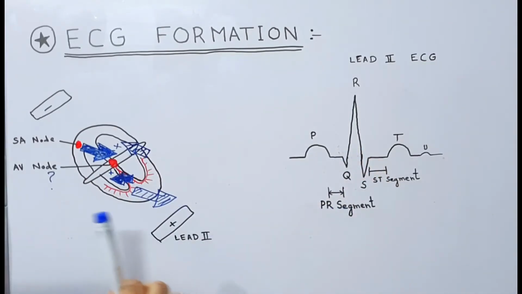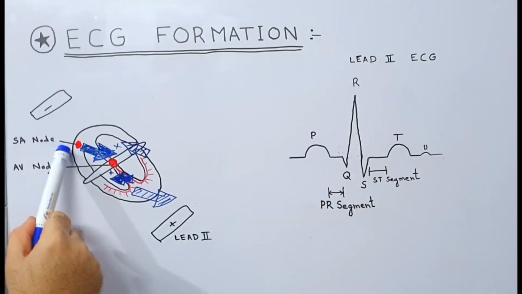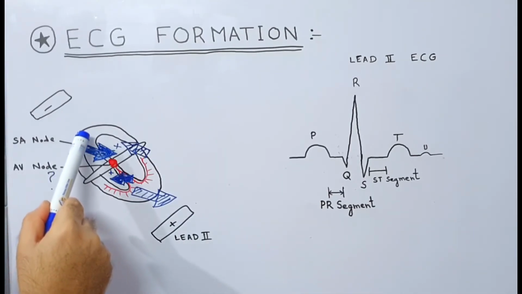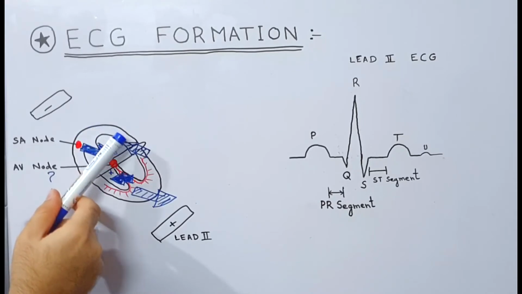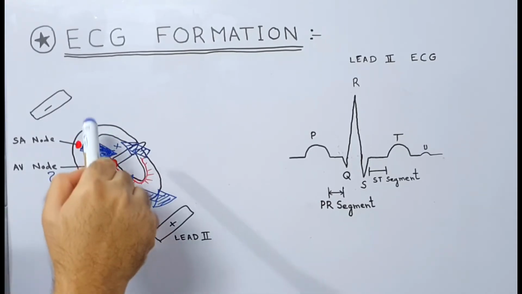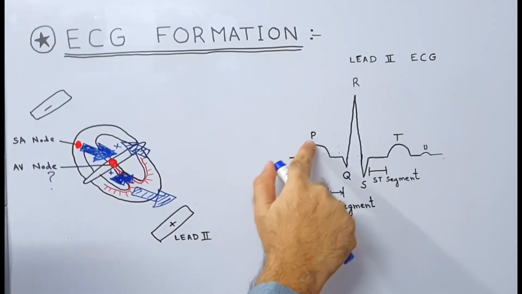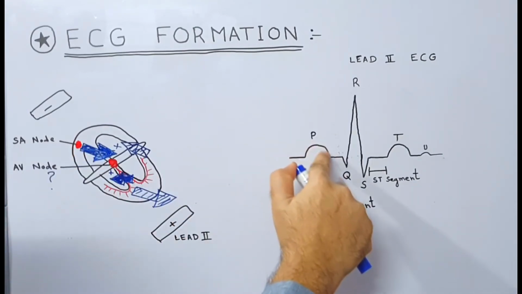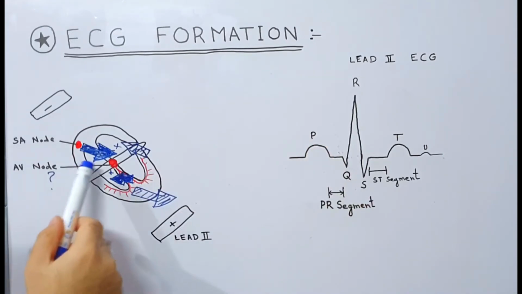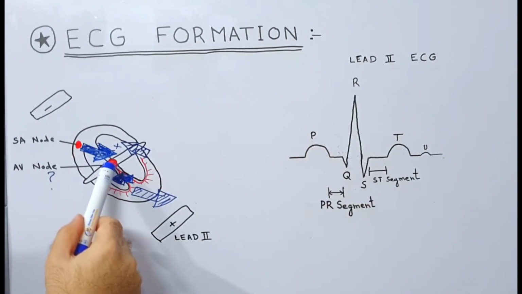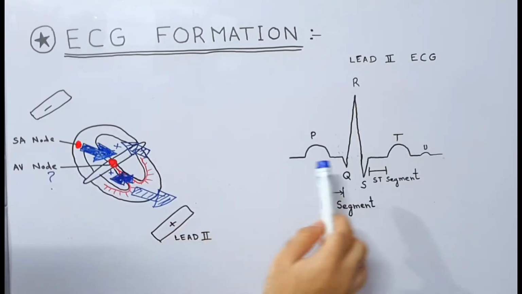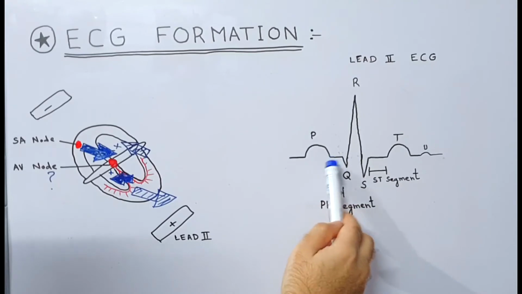I repeat, up to this point, SA node is where electrical activity starts. The depolarization waves spread through whole atria and reaches the AV node. When the atria are depolarizing, this resultant vector is formed and P wave is formed, which is a positive deflection in the upward direction. When the current reaches the AV node, there is a delay of 0.1 seconds. No current is flowing through the heart. As a result, no resultant vector is formed, and we get this straight line which is called PR segment.